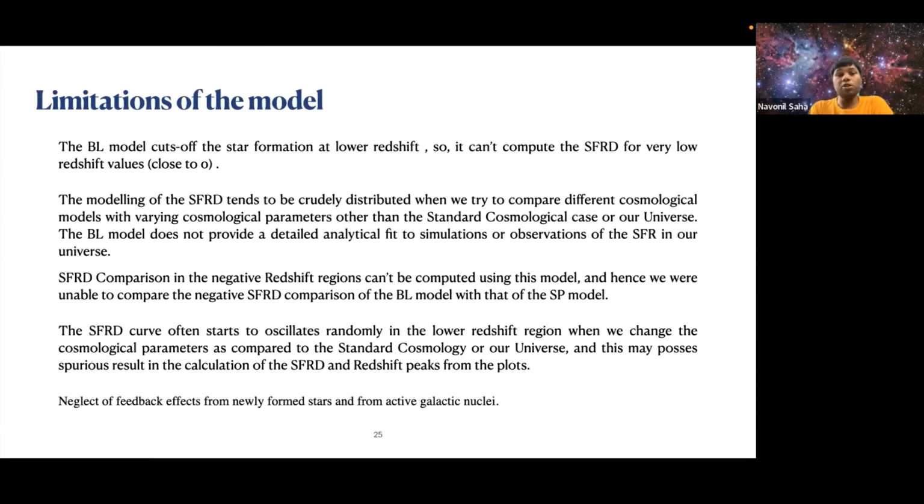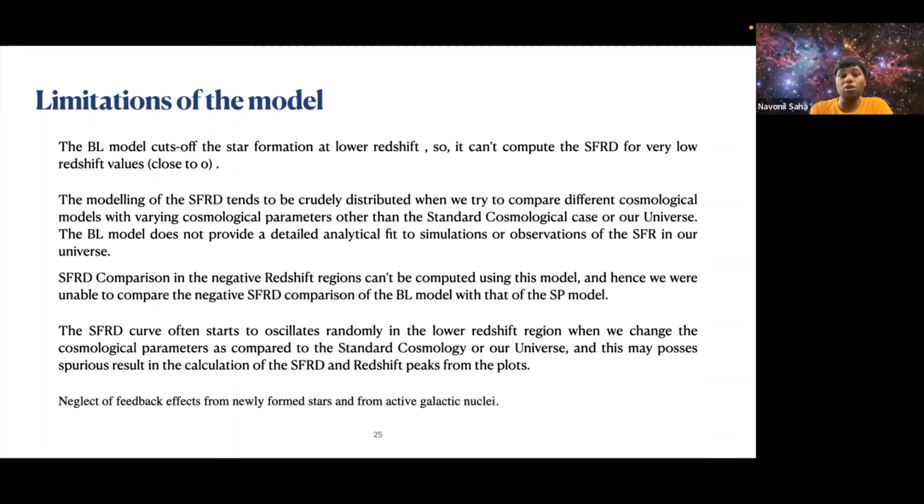Now, the BL model obviously has some limitations, and I have tried to state some of those. First of all, the BL model cuts off the star formation at lower redshifts, so it can't compute the SFRD for very low redshift values, close to 0. That is also shown in the different cosmological plots, as I have shown for alpha lambda and alpha beta. The modeling of the SFRD tends to be crudely distributed when we try to compare different cosmological models in the BL model with varying cosmological parameters other than the standard cosmology.